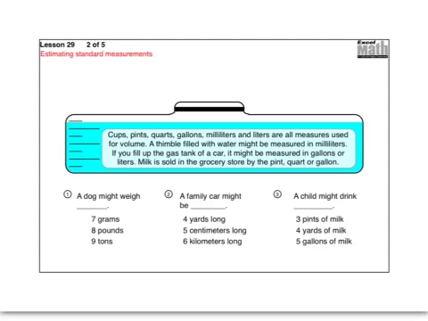Okay, the third way that we can measure things is in what we call capacity or volume. And volume, or capacity, can be measured in cups, pints, quarts, gallons. That's all the customary or standard ways of measuring it. The metric system uses milliliters and liters to measure things. And we're going to take a look at some examples of what that would look like.